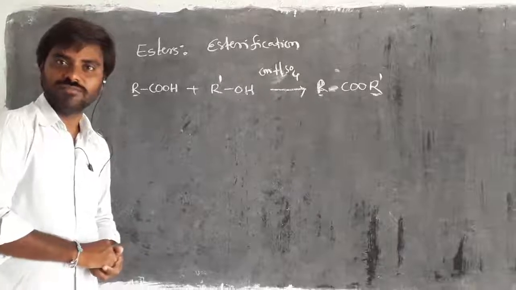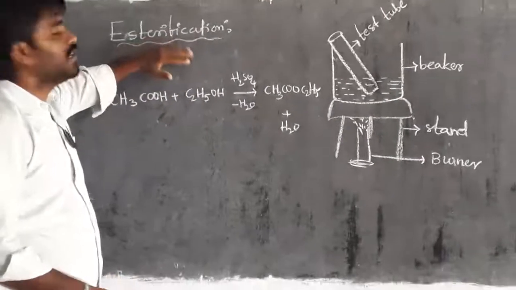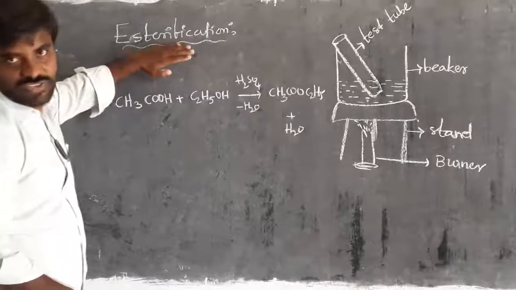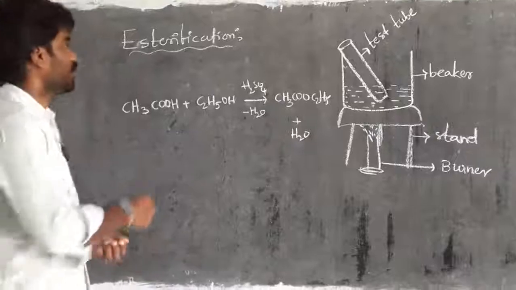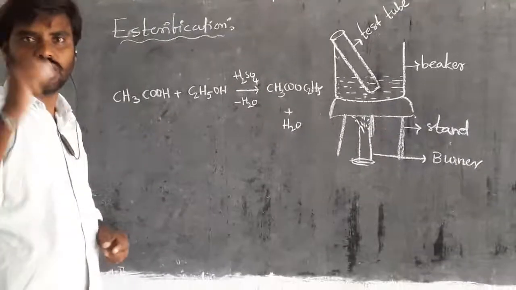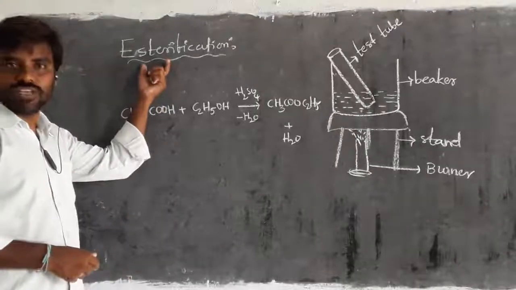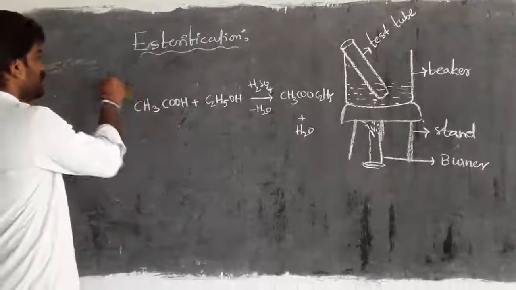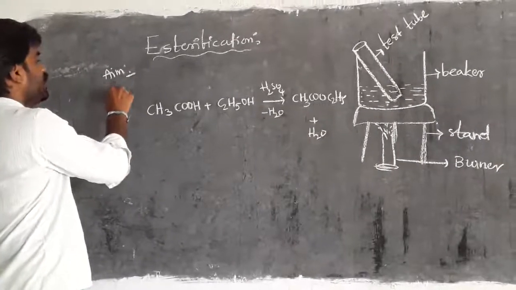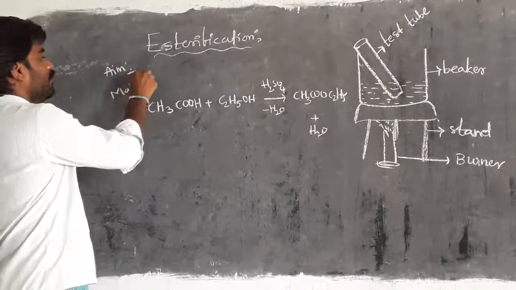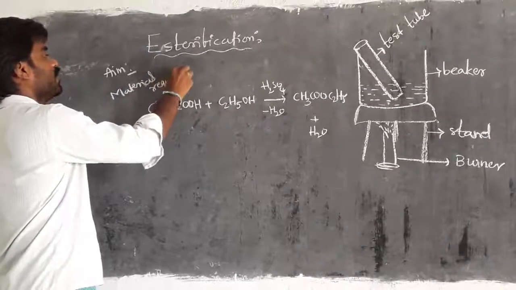Understood, children? We are going to discuss the lab activity in carbon compounds, that is esterification. In that, the aim is preparation of esters. Whenever you have a lab activity, first we have to write the aim. So what is the aim? Preparation of esters, or esterification. That is the first heading, aim. After that we have materials required.